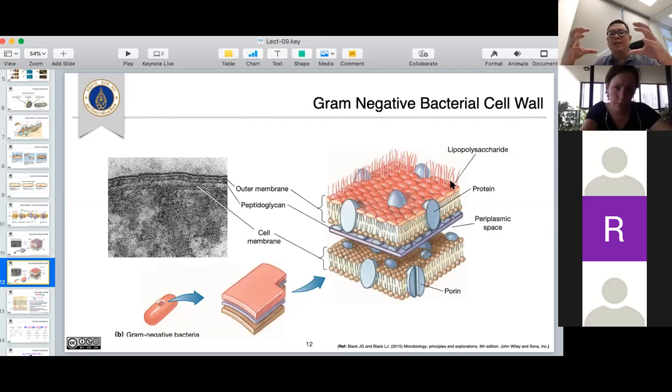Lipopolysaccharide is the combination of polysaccharide and lipid. We call it LPS. We abbreviate it as LPS. It is one component of gram-negative bacteria that functions as a toxin.